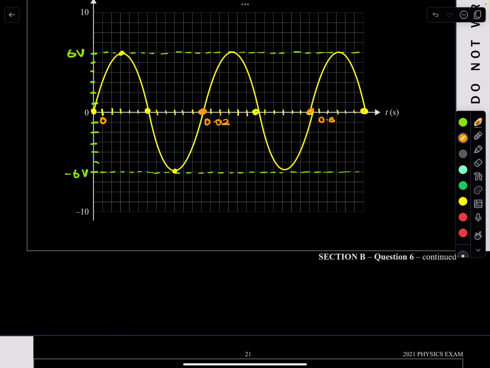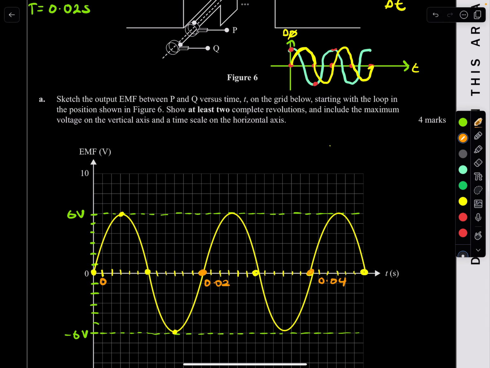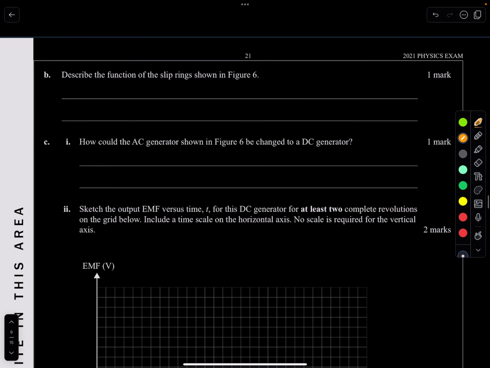This here is going to be 0.04. And yeah, that's it. That's how your graph should look. A very nice detailed graph.